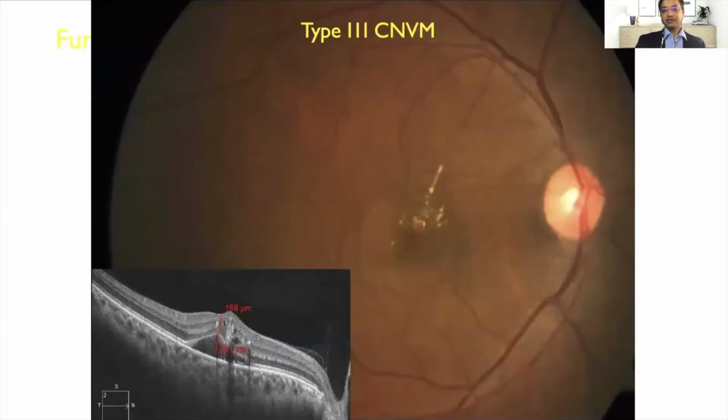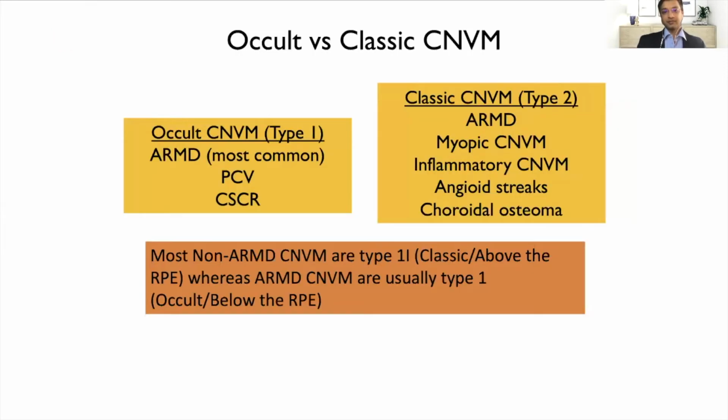And there is another type which is not a CNVM exactly, but a form of macular degeneration which we describe as type 3 neovascularization, which is the RAP lesion or retinal angiomatous proliferation, which starts intraretinally and then can proceed subretinally and even under the RPE.